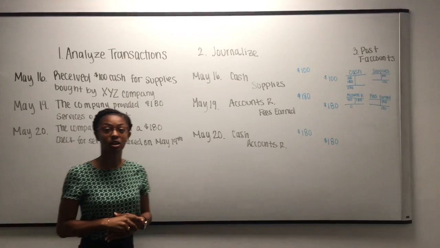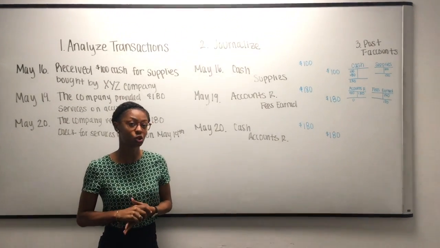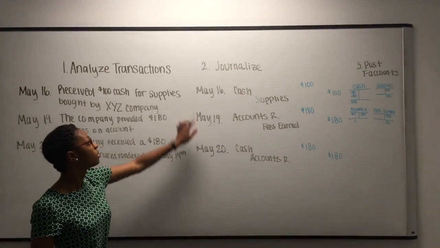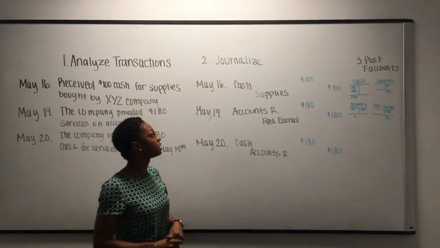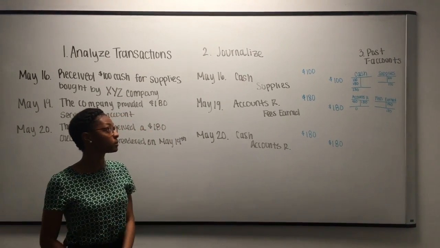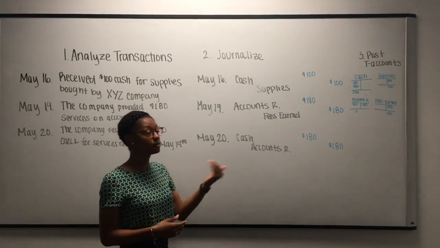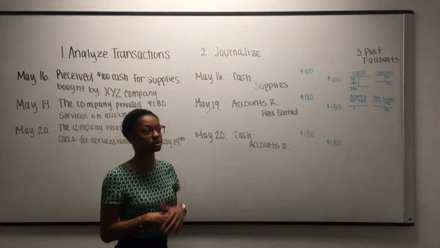The second step within the accounting cycle is to journalize entries. So, our first entry is May 16th. We debited cash and we credited supplies. We do this because we received cash, but our supplies account decreased.